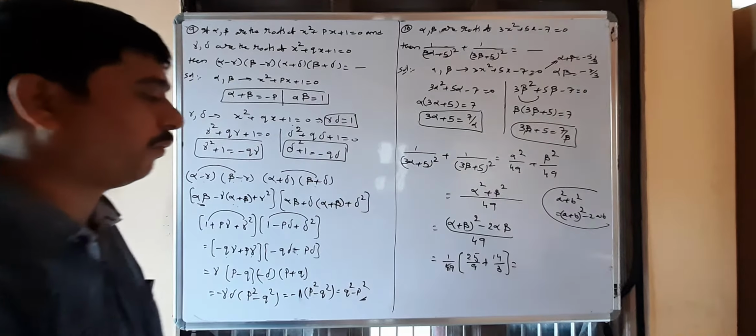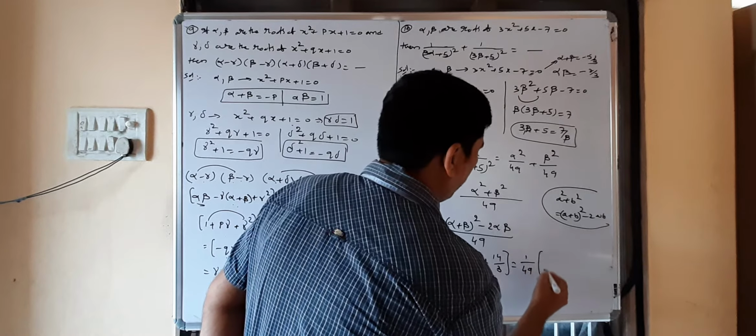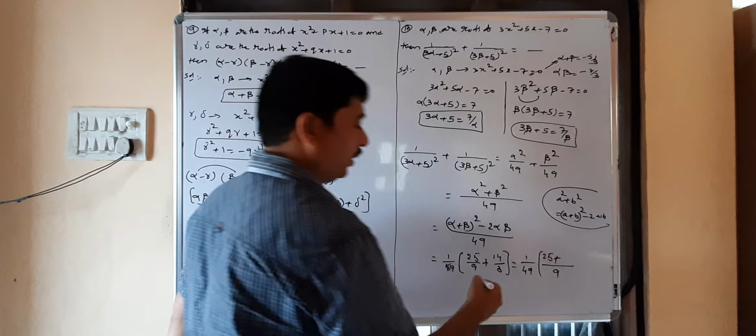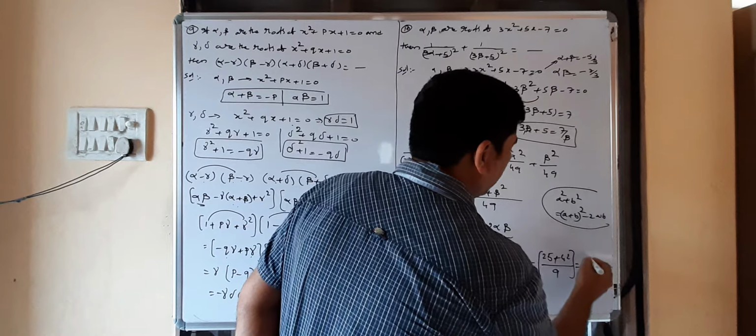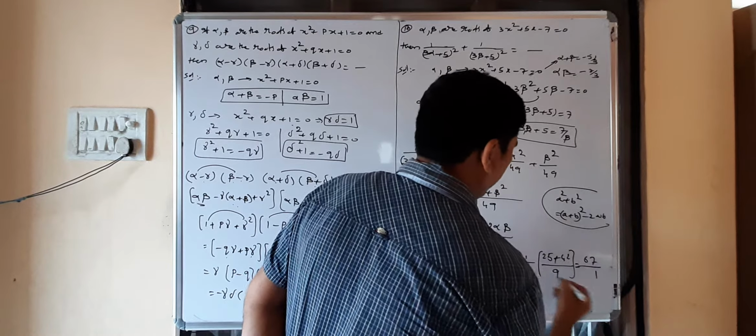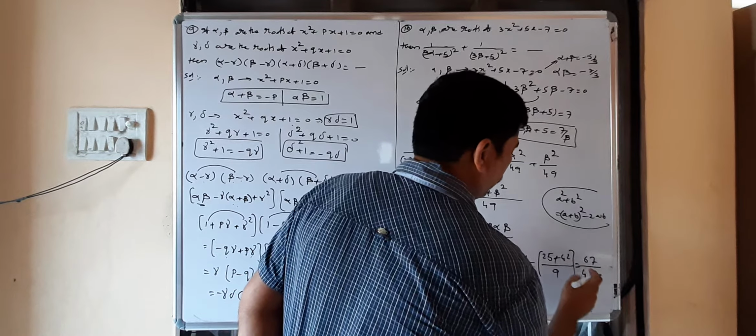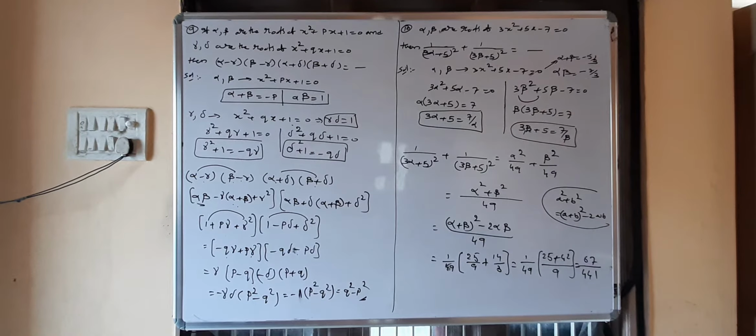You have to take the LCM, 1 by 49. 9 LCM: 25, 14 threes are 42. That is 67 by 81. 36, 441. Copy the problem.